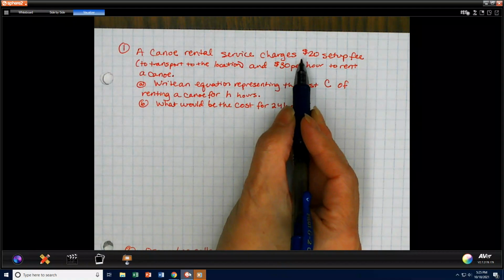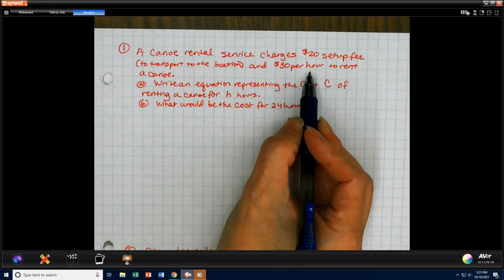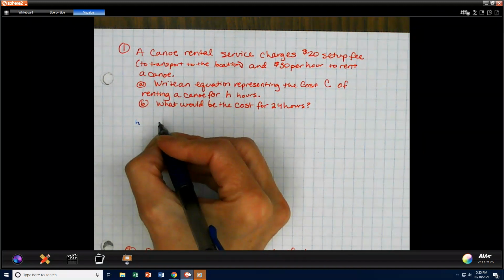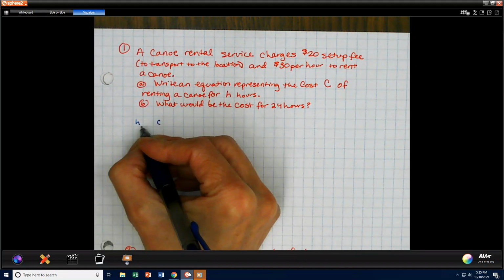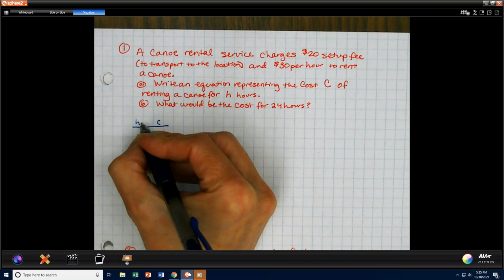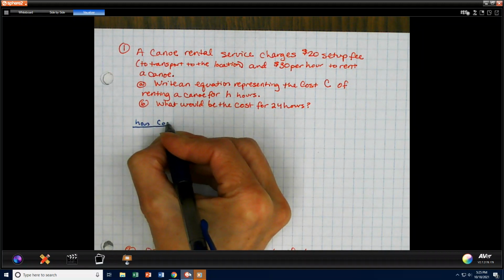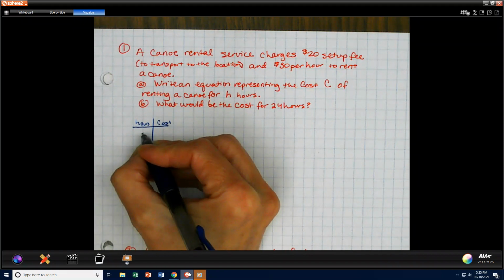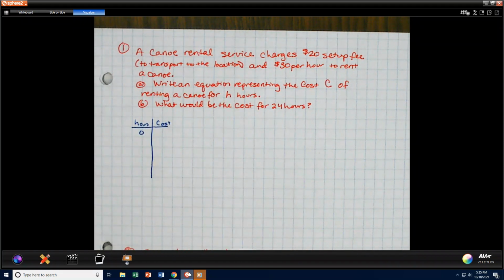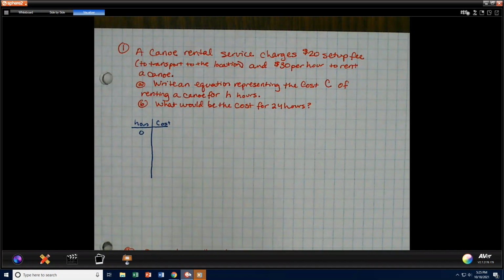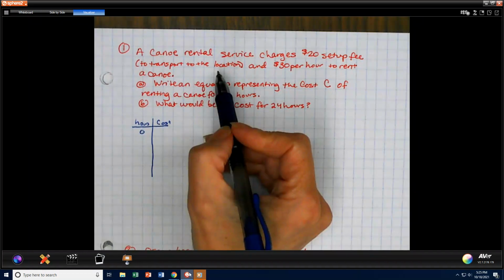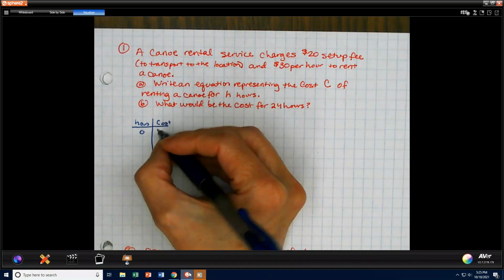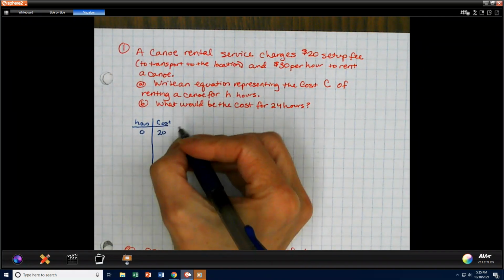Clearly, how much you pay depends on how long you rent it. So H is my independent variable that we can control, and the cost depends on the hours. So hours and cost. If I rent it for 0 hours, I'm like, yeah, I want to do this. I pay them to get it to the river, and then I'm like, oh no, actually, I don't want to rent it. I still have to pay that $20 setup fee.